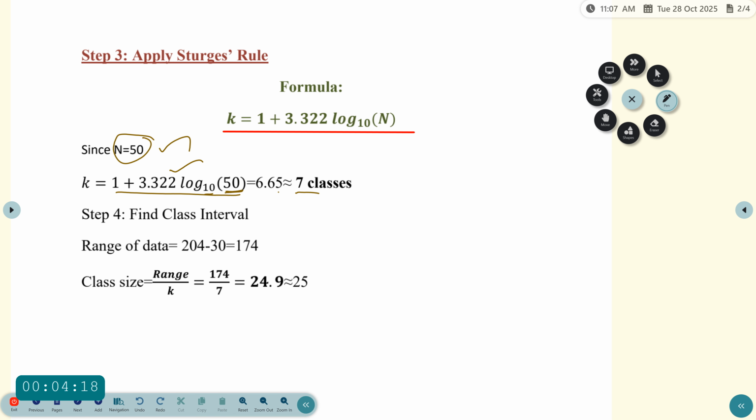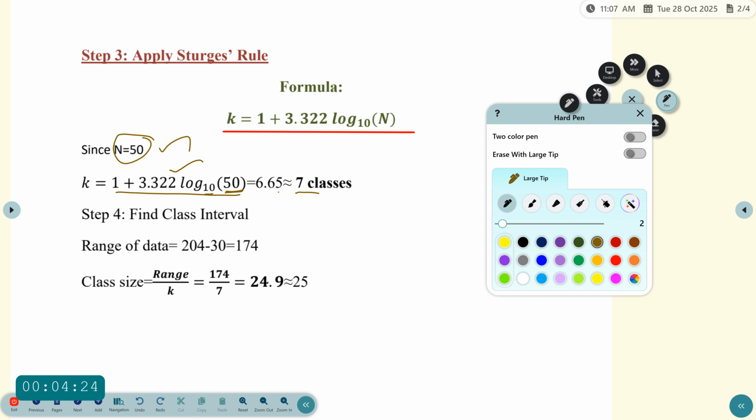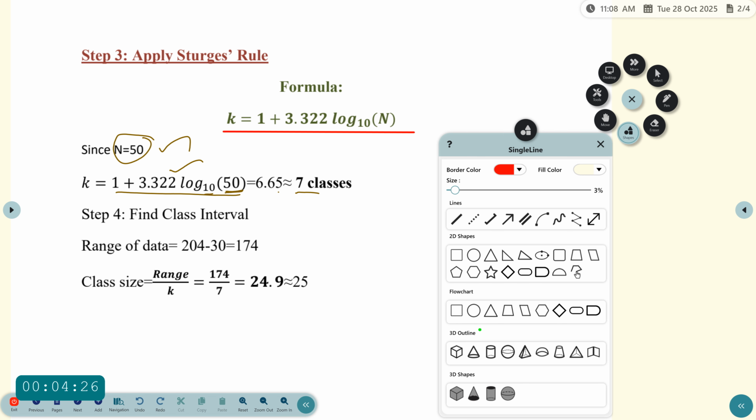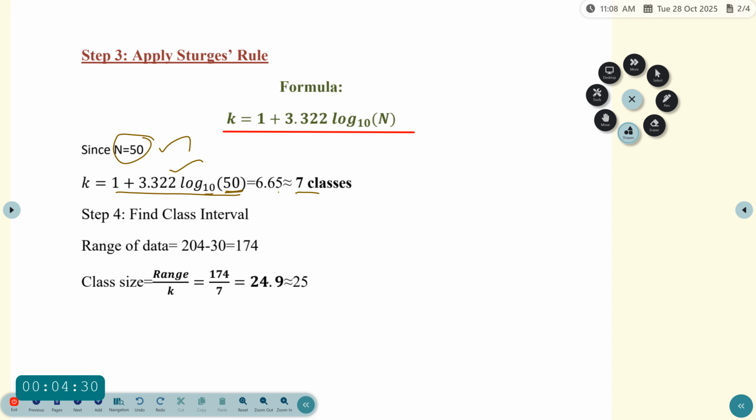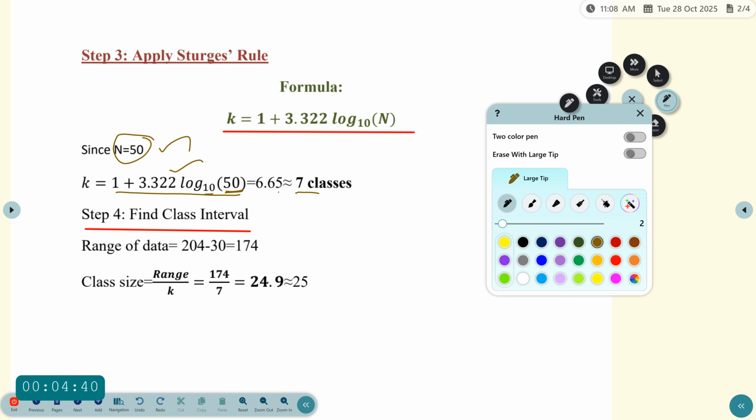Is it clear? Sturge's rule is K equals 1 plus 3.322 log n to the base 10. Then substitute the value of n; here our n is 50. After substituting in the formula, we calculate the K value: K equals 6.65, which is approximately 7 classes. This is our third step.